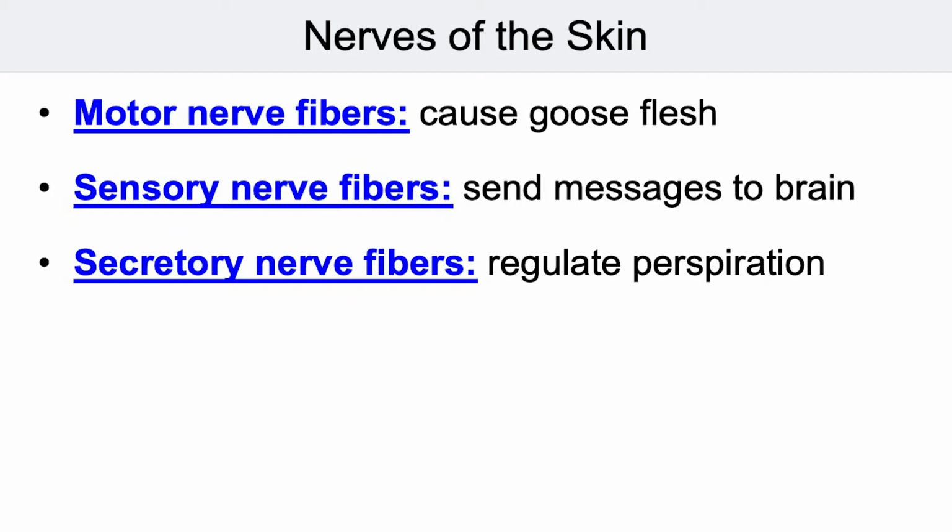Then you have your secretory nerve fibers, which are distributed to the sweat and oil glands of your skin. They regulate the excretion of perspiration from your sweat glands, and they also control the flow of sebum to the surface of the skin. You need to know all three of those.